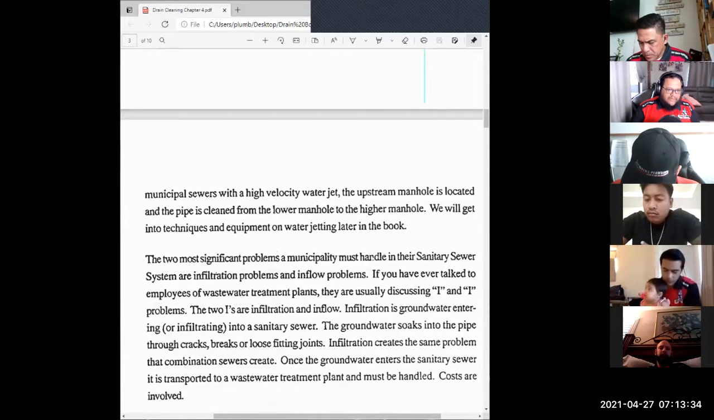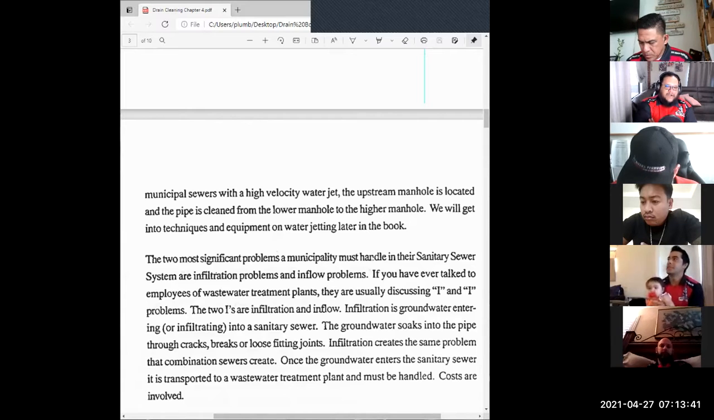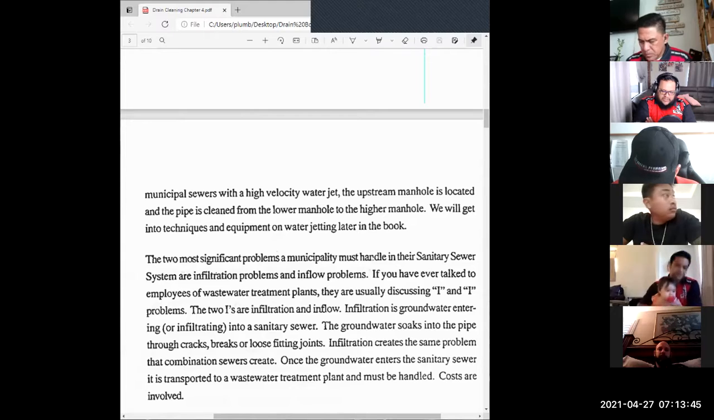Municipal sewers with high velocity water jet, the upstream manhole is located and the pipe is cleaned from the lower manhole to the higher manhole. And we'll get into those techniques later in the book.